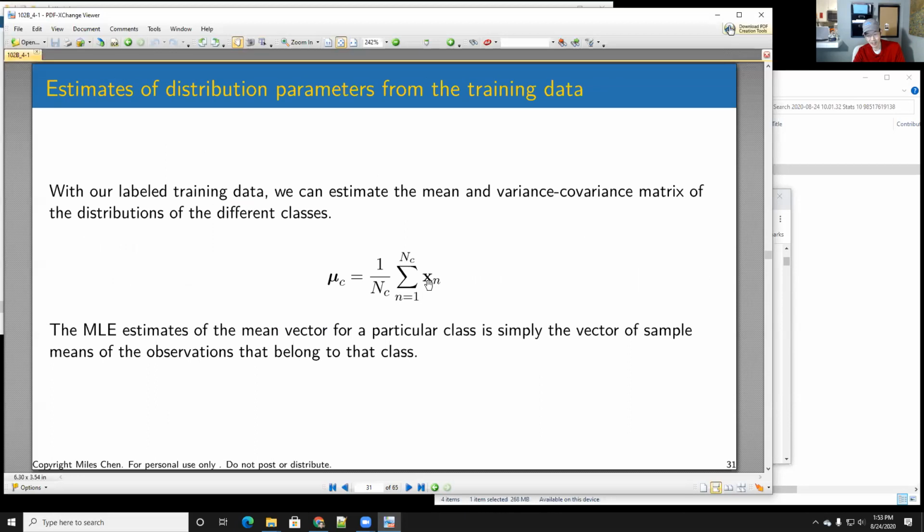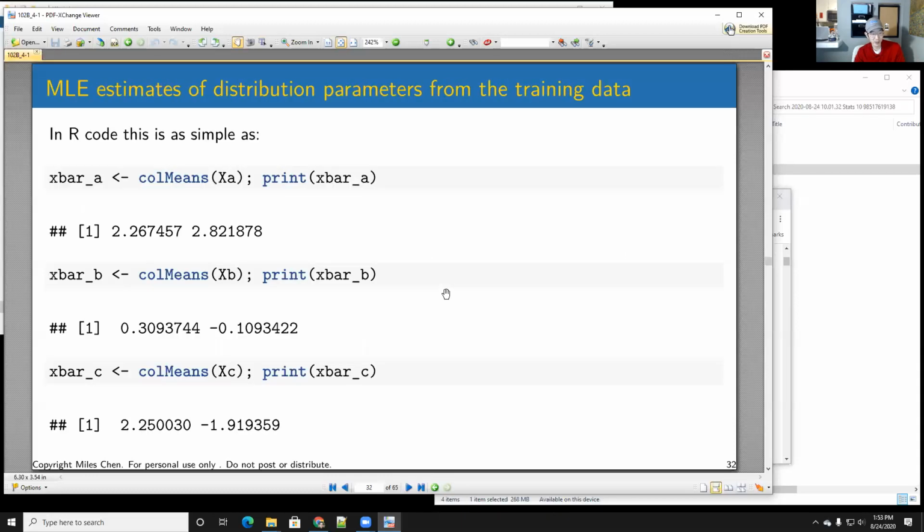Okay, so you take the x values, you add them up, and then you divide by n, and that's going to be your mean vector. So n sub c is basically, you just do it for the values that belong to that class. It's just the mean of the observations that belong to that class. I think that makes perfect sense, right? So all I'm going to do is take my x values in A, and just ask for the column means, okay?